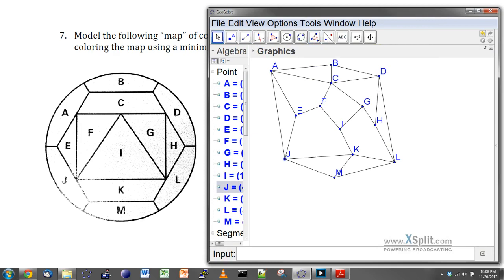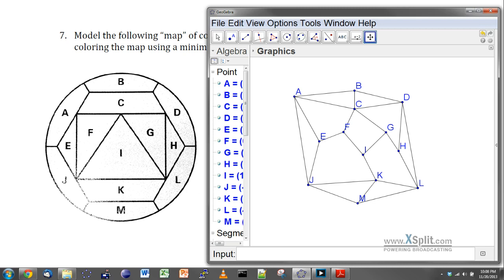So this is very similar to our zoo problem that we had on our homework. It's very similar to the scheduling problems where we have a bunch of committees that need to meet up. So it's similar to many of these.